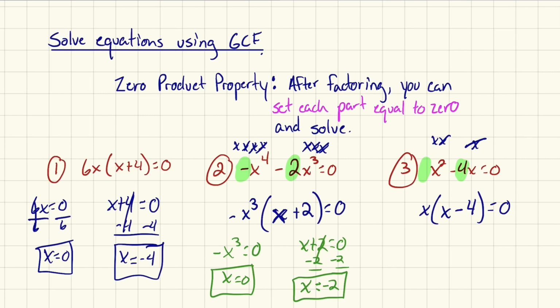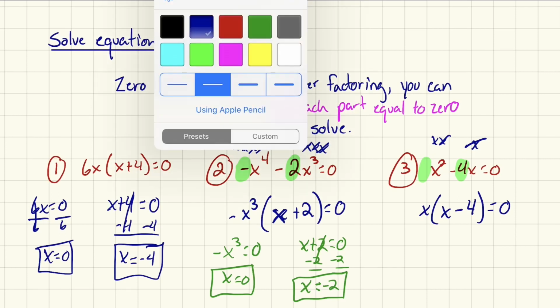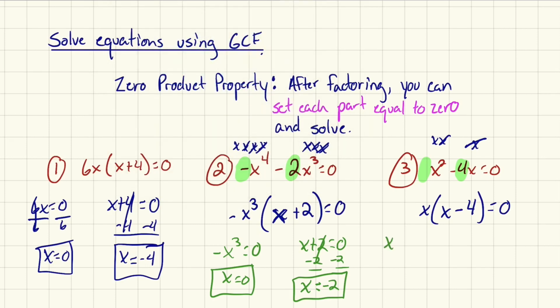Now, once we're factored, we can use the zero product property. The zero product property says that I can take x and set it equal to 0. I can take the x minus 4 and set it equal to 0. The first term is already done for us. The second one, we add 4 to both sides, and x is equal to 4. And that's how we solve equations using greatest common factors.